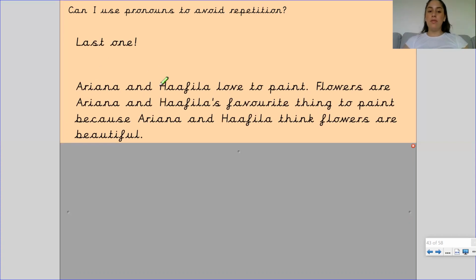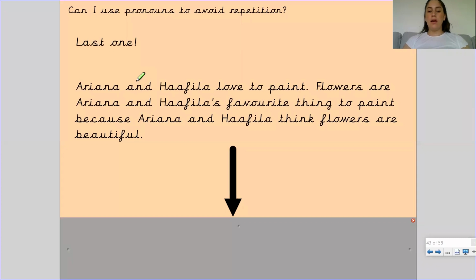Remember, we don't want to replace the first time the noun is being repeated because we want to give the reader some context as to what we're talking about or who we're talking about. Okay, pause the video and play it when you're ready. Ariana and Hafila love to paint. Flowers are their favorite thing to paint. We use their because we've got two people that we're talking about.